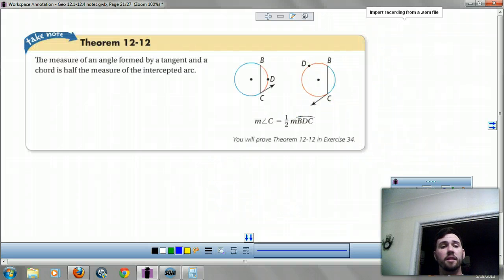Next one is, if you have a tangent and you're making a line, so we have this line coming in, making a tangent, only hitting once over here, and you're making an angle, and you have an intercepted arc, then your angle is half the measure of your arc. For example, if my arc was 120 degrees, this angle would be 60.